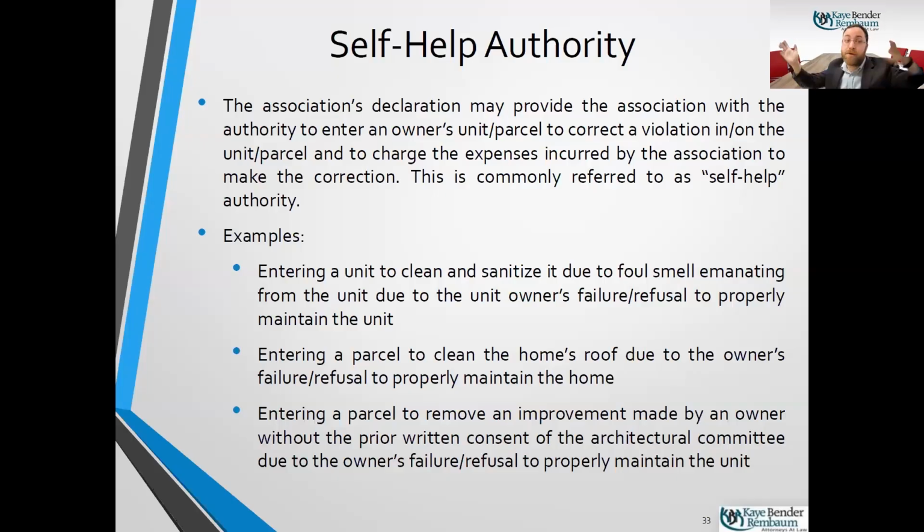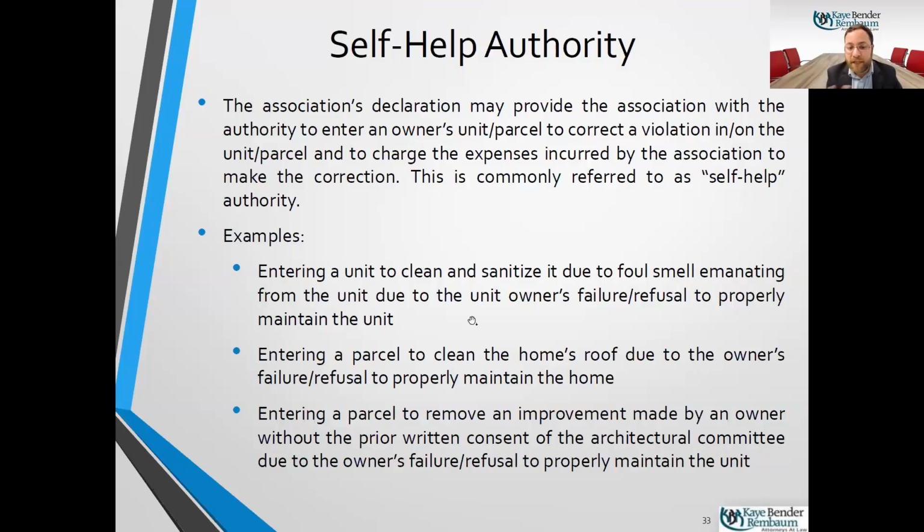Let's say you had to hire a company and it costs $300 to do so. You can charge Joe on a separate ledger. Now, if your documents allow you to make an assessment for that charge, and again, check your documents for this one, it could become a special assessment, which can become a lien and lead to foreclosure.